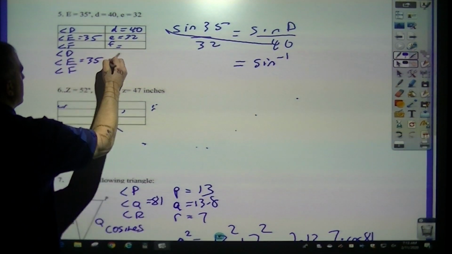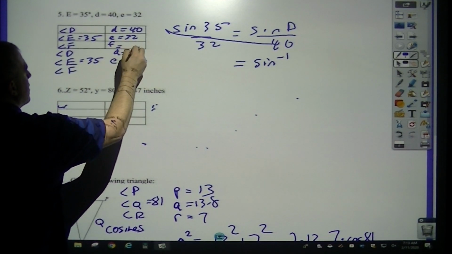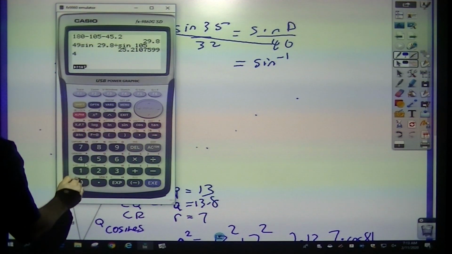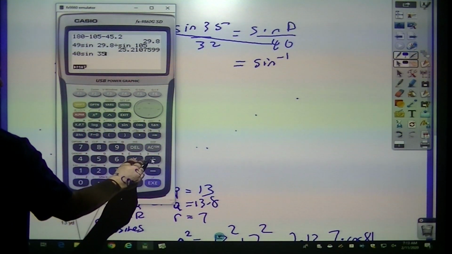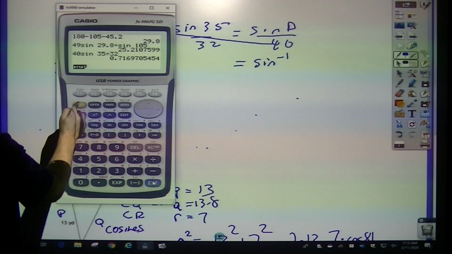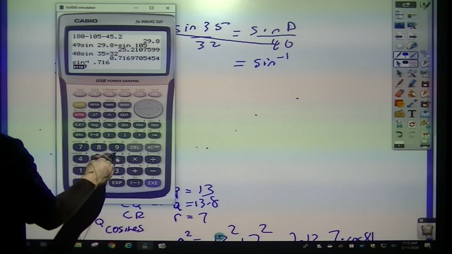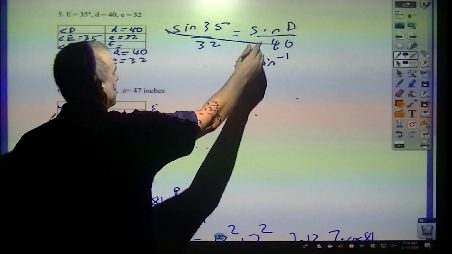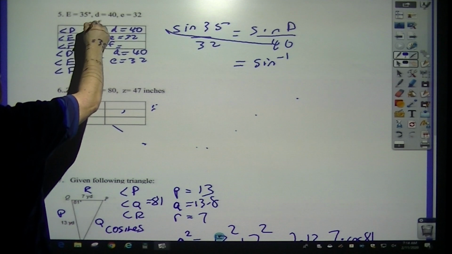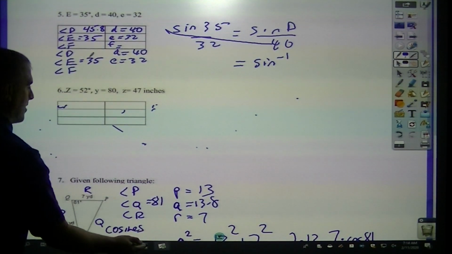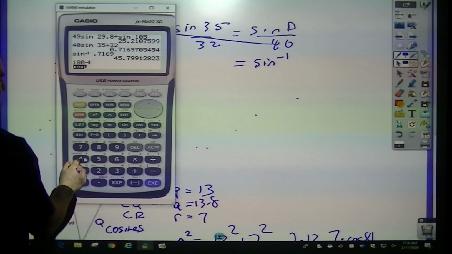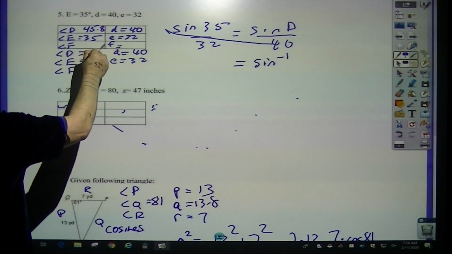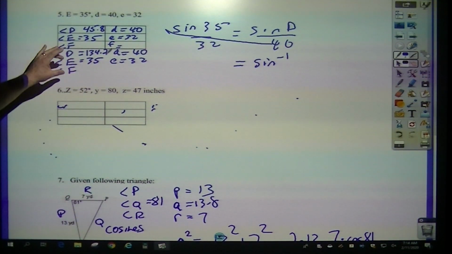So I'm going to go ahead and put what I'm given. I got 40 sine of 35 divided by 32. I'm going to do inverse sine of this amount, and I get 45.8. So for angle D, I get 45.8. Now, to find this other angle D, I would do 180 minus 45.8. I get 134.2.